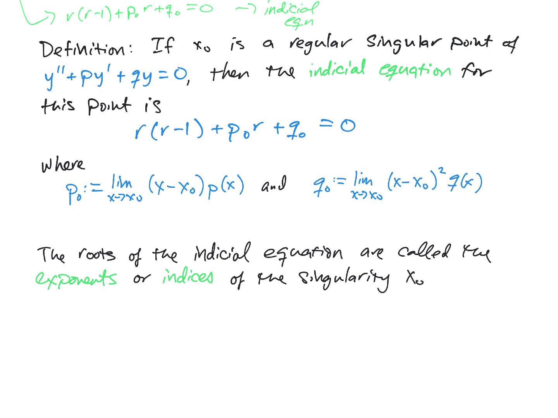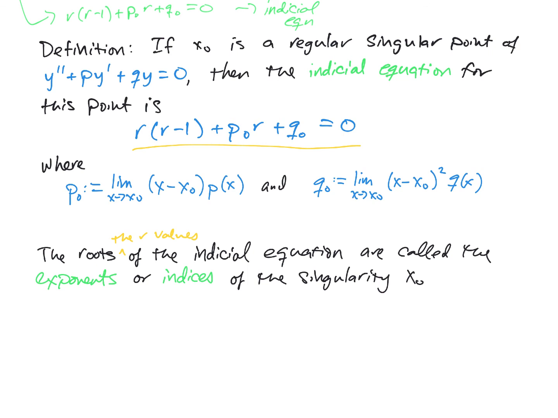And exactly what we derived before, that equation is called the indicial equation. And the roots of that equation, the values of r, are called the exponents or the indices associated with that singularity, because those are the r's that give you the form of your solution. Now, one more thing to point out: how did we get these p naught and q naught?